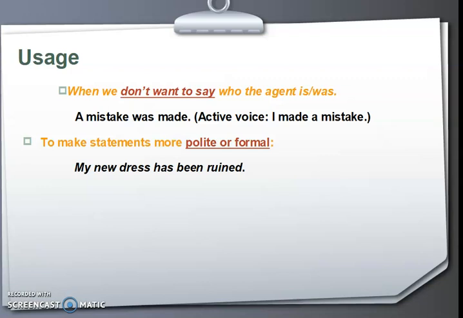Okay. Also, we use passive to make statements more polite or formal. My new dress has been ruined. Okay. We also don't want, basically, to say who ruined the dress, who did the bad thing. So it sounds polite and more formal if we put the action in the focus of the sentence. My new dress has been ruined. We don't say you have ruined my dress. Okay.